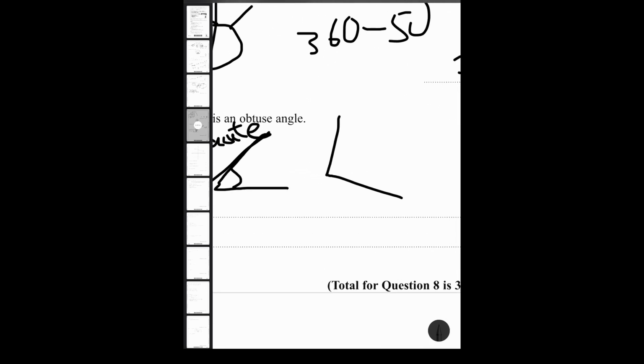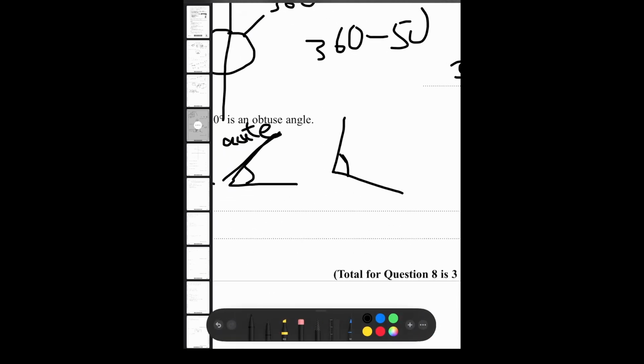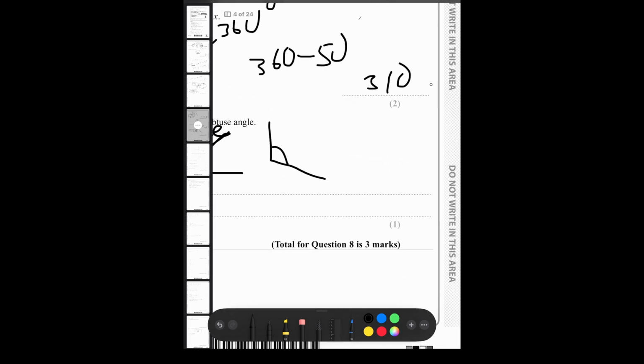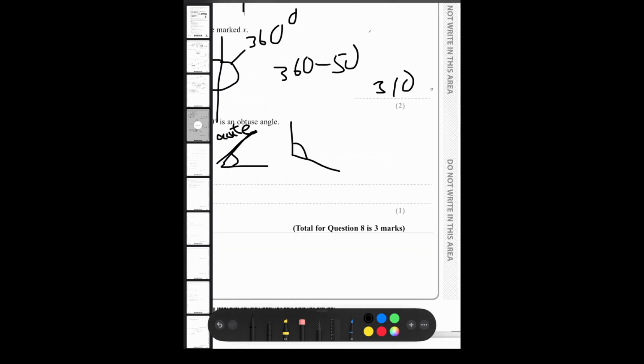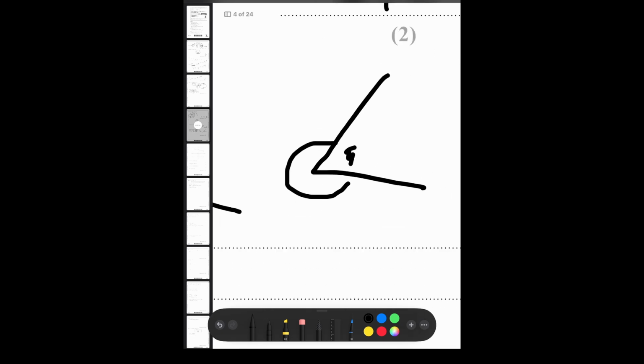This looks a bit right, but let me draw it better. This is an obtuse angle because it's bigger than 90 degrees. And lastly, there's this, which is called a reflex angle, which is the outside of this angle, right?